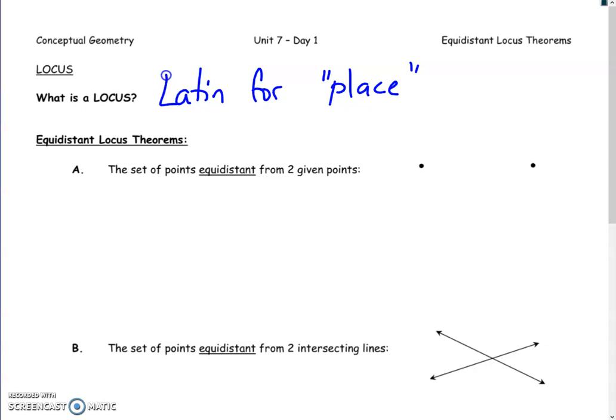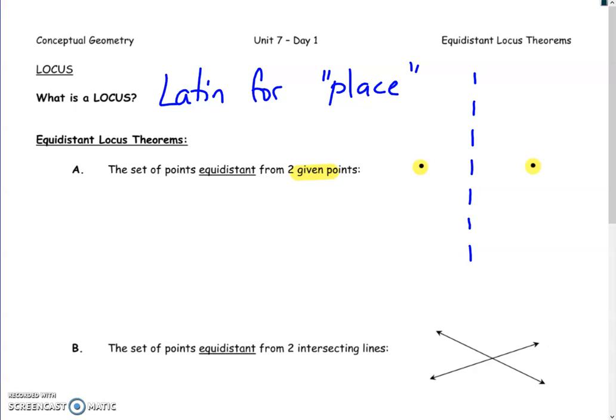There are 6 total theorems. We're going to talk about 3 of them in this lesson. These 3 are called the equidistant locus theorems. The first one is the set of points equidistant from 2 given points. So that word given means you'll be starting with those 2 points. And if I said you have to travel so that you're always equidistant, always the same distance away from both, you sketch in that path, which just so happens to be that path, sort of common sense.